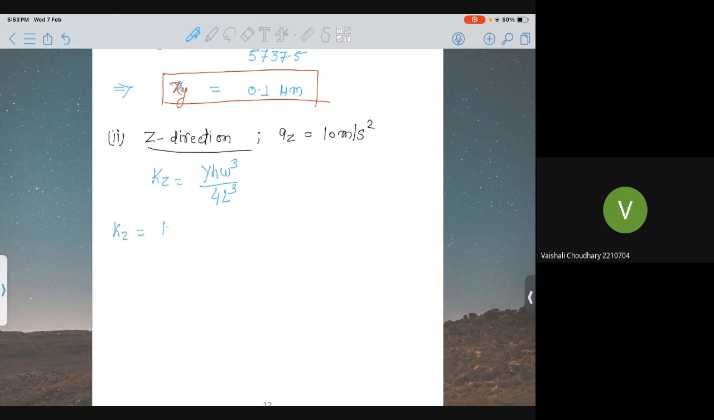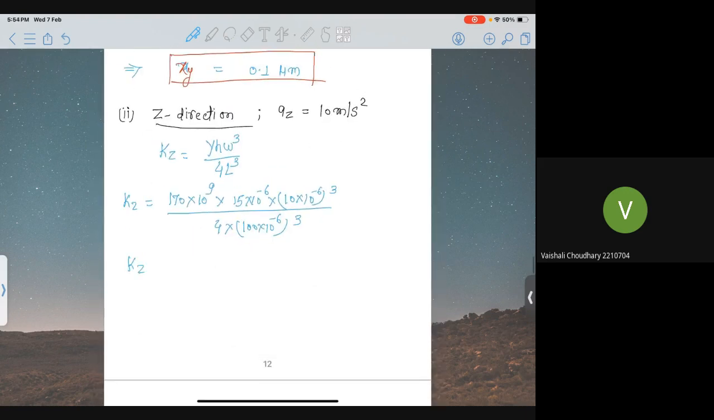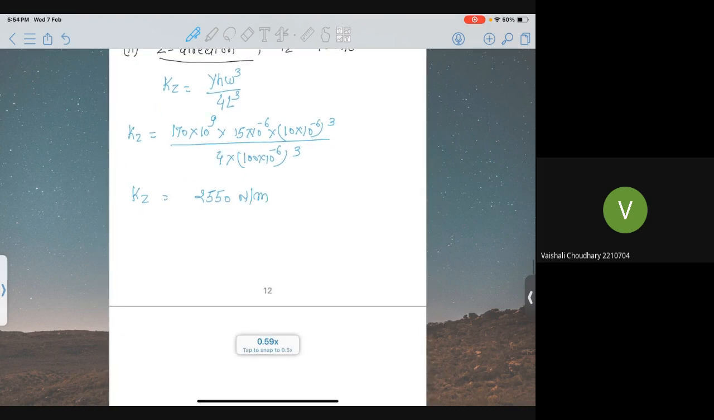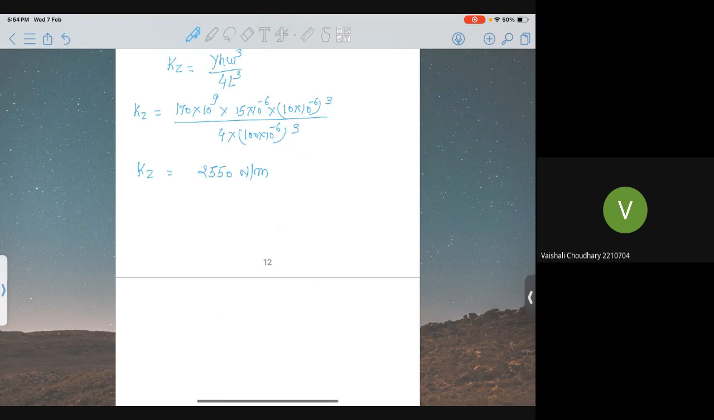Again, we'll put the values of Y, which is 170 gigapascal, h is 15 micrometer, and width is 10 micrometer, and the length is 100 micrometer. Okay, if you solve this, you will get a kz of 2550 Newton per meter.